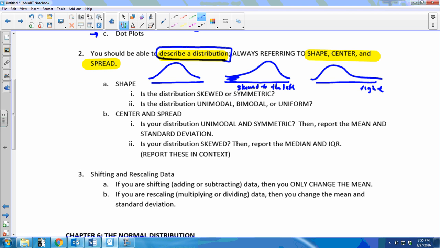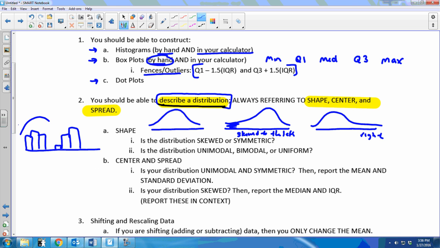Is it bimodal? Now be careful, because some of you guys got this confused back in Unit 1. If you have a histogram and there's just a bar that happens to be taller, this is not bimodal because there's two bars that are taller than the rest. Bimodal means there's two different clusters of information. So bimodal means you have a cluster here, maybe there's a gap or something, and you have another cluster here. That's bimodal. Okay? So be careful about that.